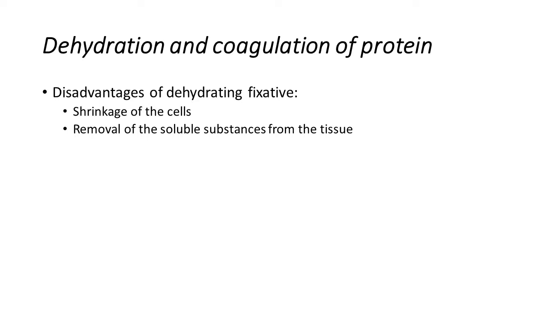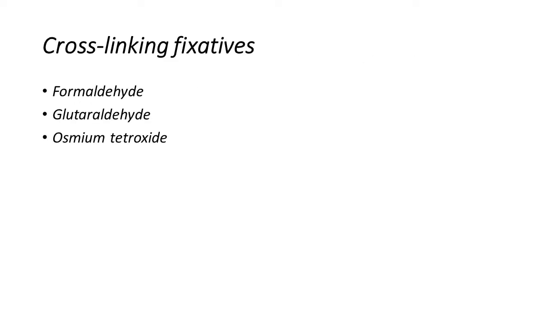When we consider the disadvantages of the dehydrating fixatives, there are two. One is shrinkage of the cell. The other is the removal of soluble substances from the tissue. These are the disadvantages of the dehydrating fixative. Next, the cross-linking fixatives. Here we are using formaldehyde, glutaraldehyde, and osmium tetroxide.